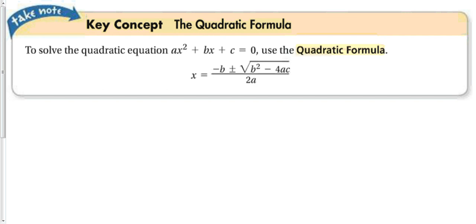If we want to solve it and we can't factor it, we don't have a way to graph it, we don't want to complete the square, we can use the quadratic formula, which is x is equal to negative b plus or minus square root b squared minus 4ac all over 2a.